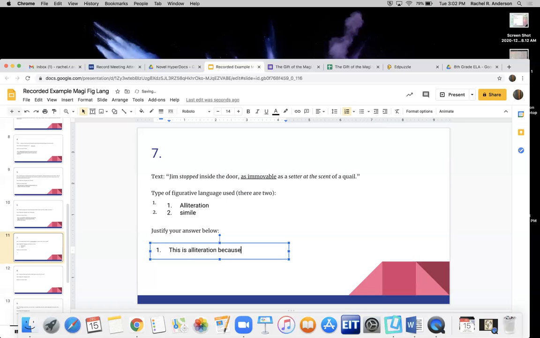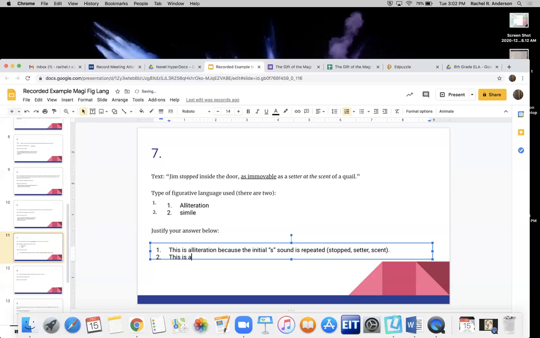So the justification for the first one is, this is alliteration, because, again, you should have complete sentences for all of these. All of these should start the same pattern, because the initial S sound is repeated. And we can even add that. Stopped, setter, scent. So that is your justification. Okay, we know it's alliteration because we know that that sound is being repeated. The second justification is the explanation of simile.